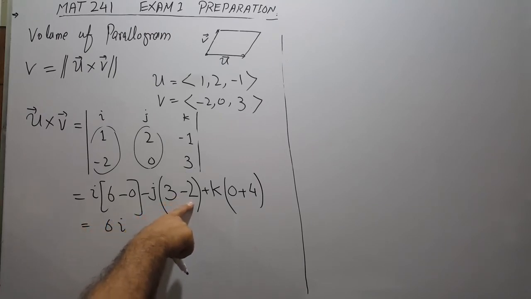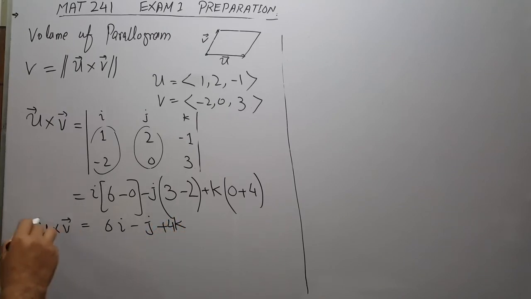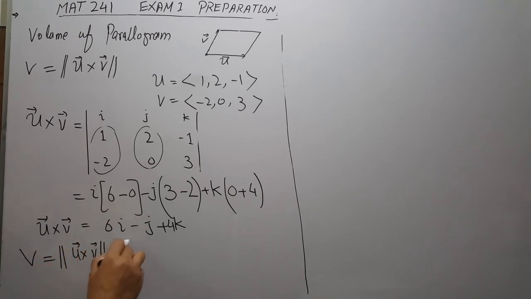3 minus 2 gives us 1. So 1 times minus j is minus j, and that is plus 4k. So this is our u cross v. Now we need to find out the magnitude of this one to find out the volume. Volume says that it's the magnitude of u cross v. And what we do in the magnitude is take the square of each component and add them.